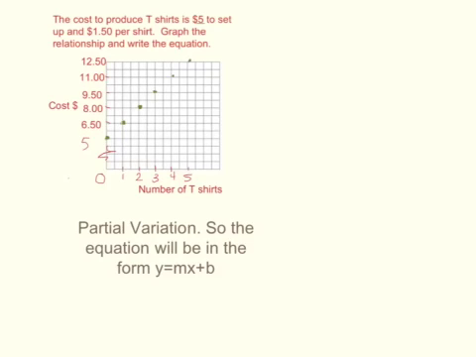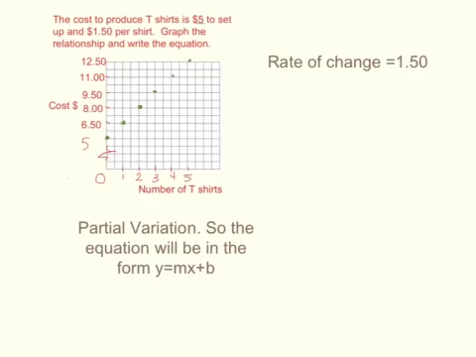M is the rate of change, and I know the rate of change because I used it to make my graph. Up $1.50 over 1, so the rate of change is 1.50 or $1.50. I also know the y-intercept, or the initial value, because that's $5 and that's what I have to pay for setup. So the b value will be 5, and it's positive 5 because I'm starting with positive money.